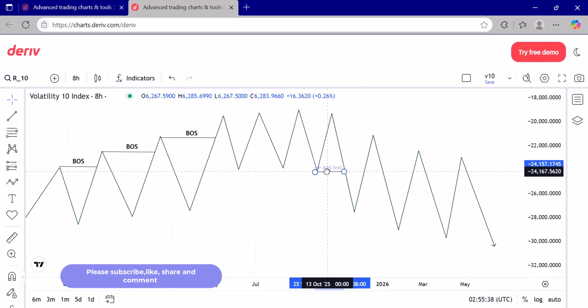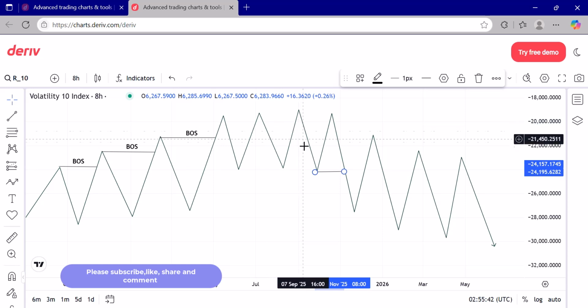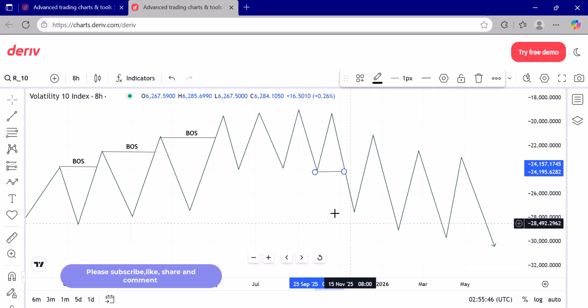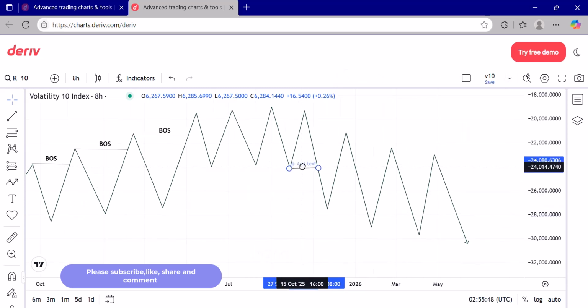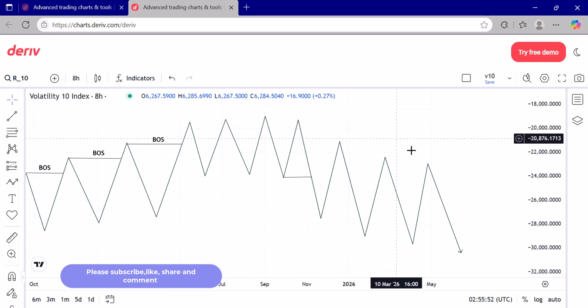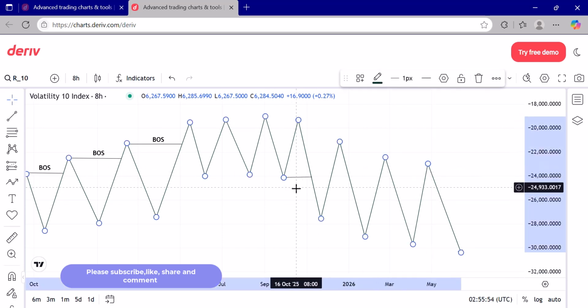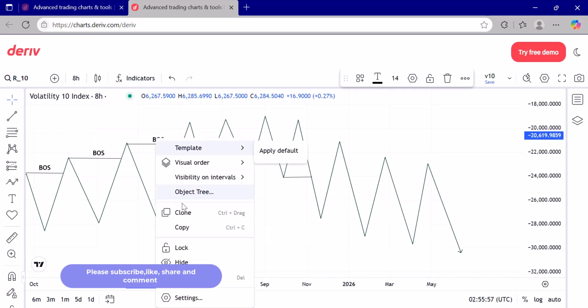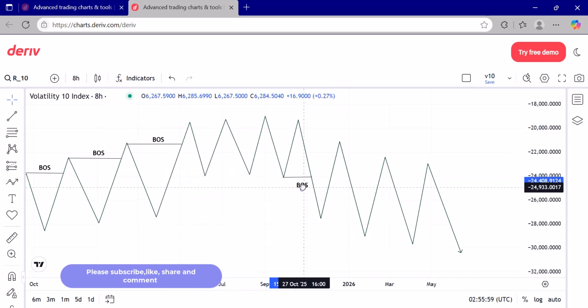Note, very, very important. Remember, the market was in an uptrend and then there was a little consolidation. Then the market moves down. We have a break of structure. So now this break of structure that changes the direction of the market is what we call change of character, CHOCH.